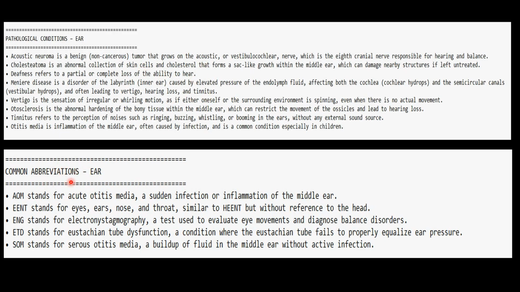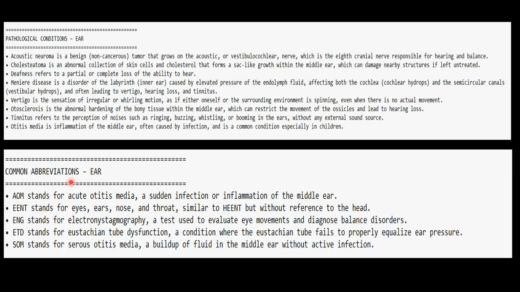Now we will talk about the common abbreviations related to the ear, because this is also very important for us to understand the things. Okay, so let's go one by one and see what all abbreviations are there. The first thing is AOM, which stands for acute otitis media, or sudden infection or inflammation of the middle ear. Okay, so if due to any condition, sudden infection or inflammation of the middle ear occurs, then this condition is known as AOM.